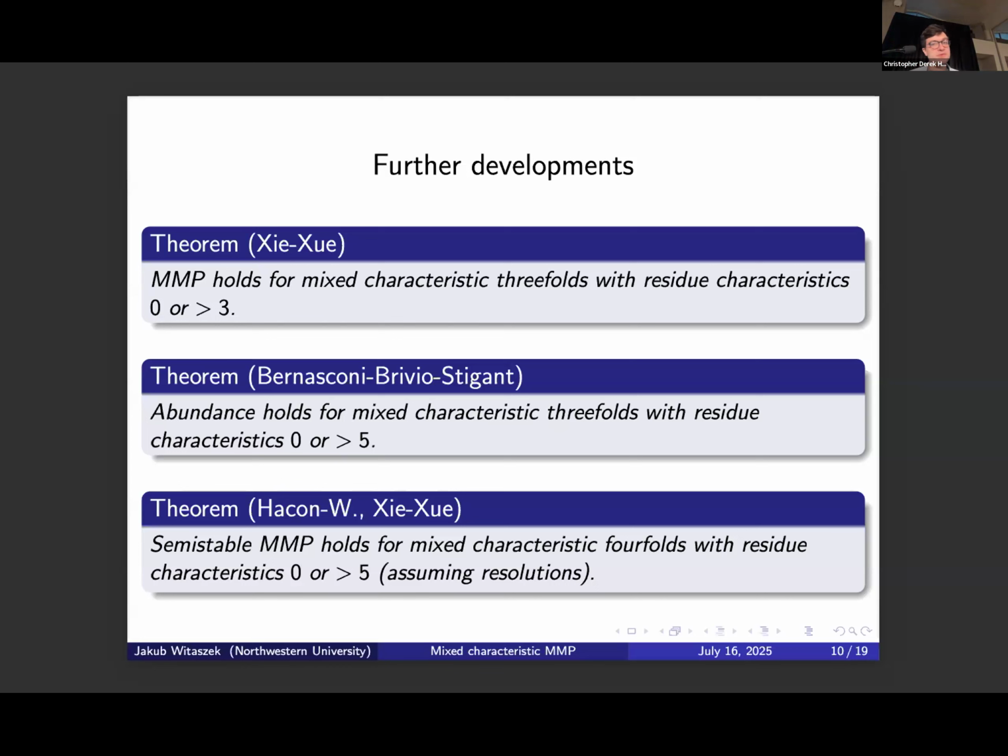Next, despite the fact the abundance conjecture is still open in positive characteristic, the abundance in mixed characteristic has already been proven. This is the work of Bernasconi, Brivio, and Stigand. They established the abundance, again, characteristics greater than 5 in mixed characteristic.